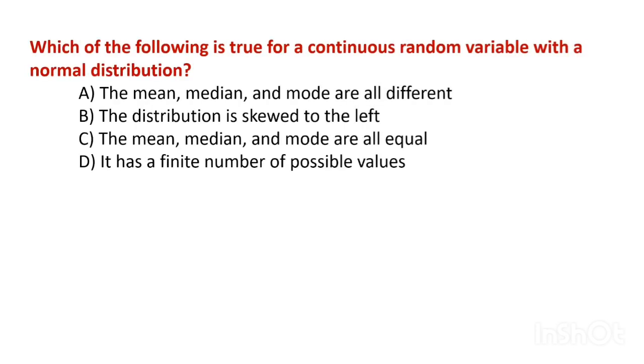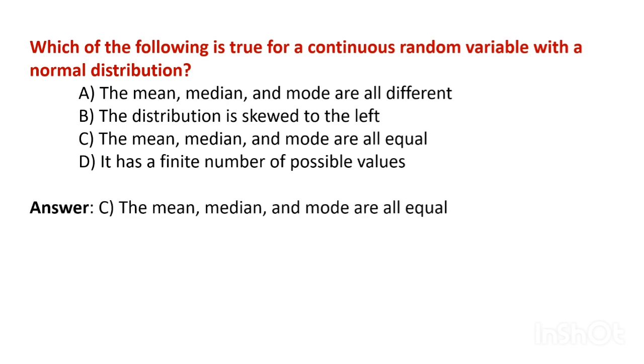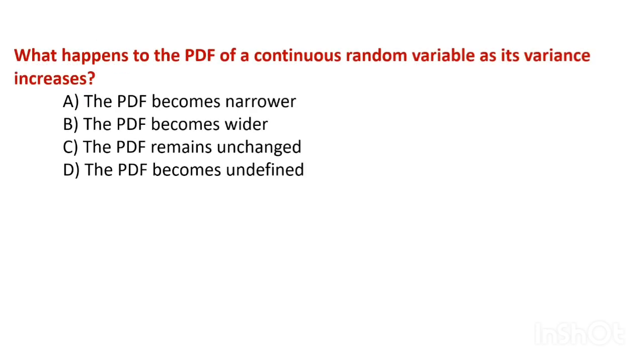Which of the following is true for a continuous random variable with a normal distribution? In a normal distribution, the mean, median and mode coincide at the center of the distribution. Correct answer is C. What happens to the probability density function of a continuous random variable as its variance increases? Increasing variance makes the distribution wider and flatter, spreading the probability over a larger range, so the correct answer is B, that is, the probability density function becomes wider.